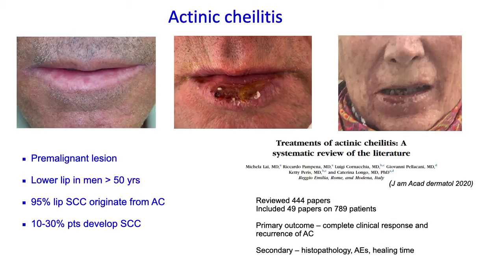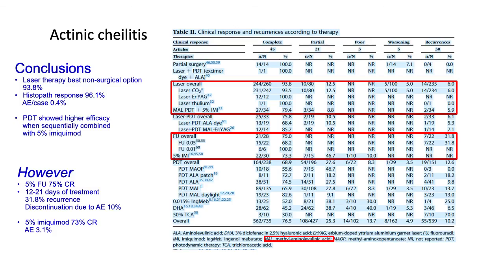and treat. There's a fantastic review in the literature, should I say, last year on huge numbers of patients, primary outcome, clinical response, or histological changes as a secondary outcome. And here are the conclusions. So this is all the treatments that they looked at.